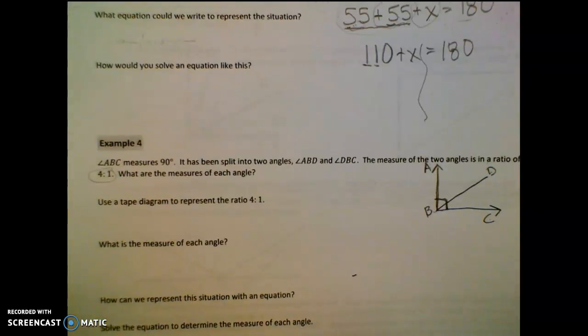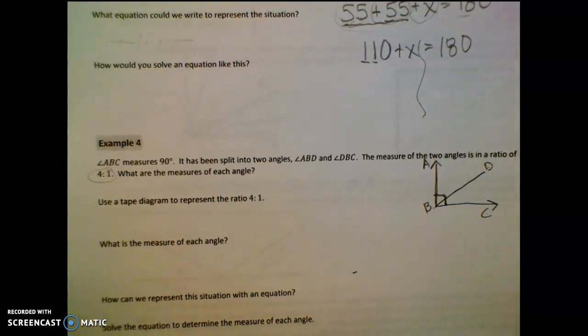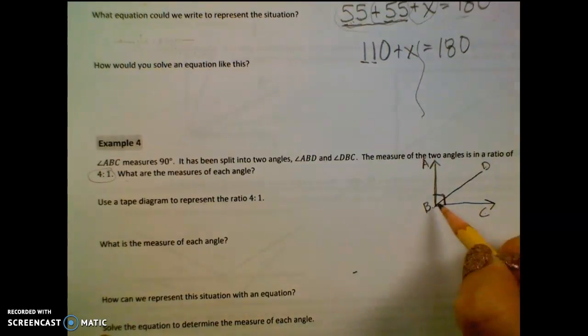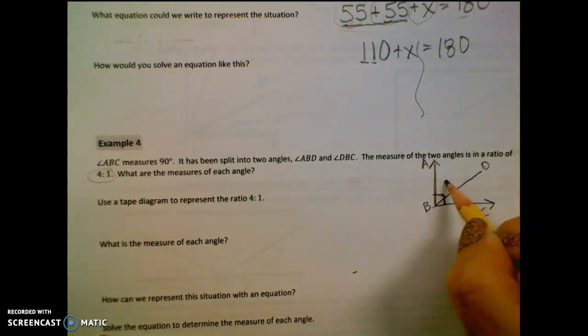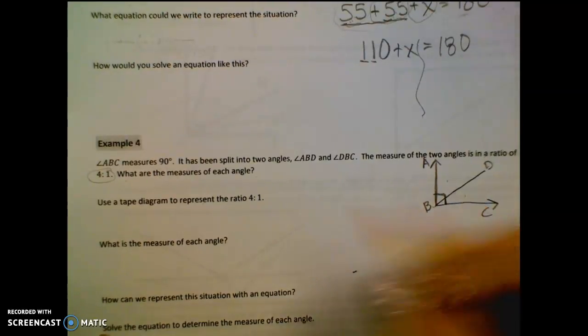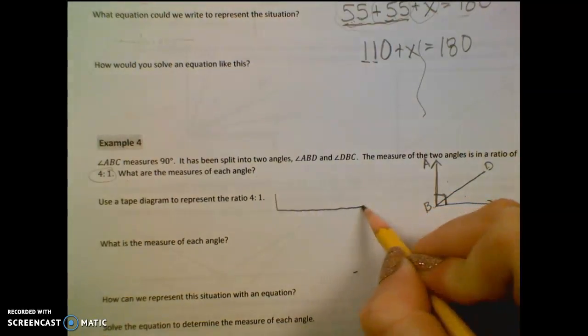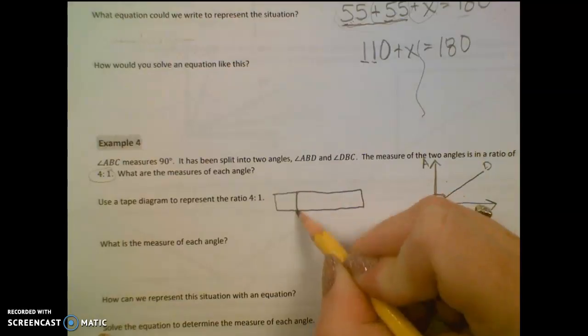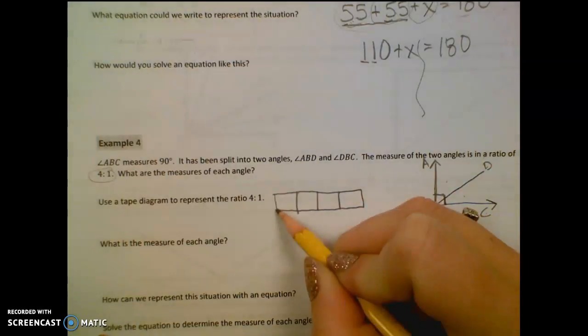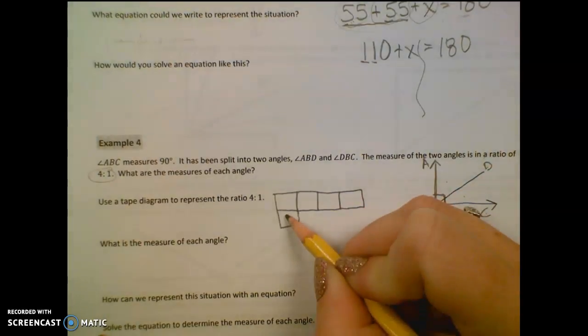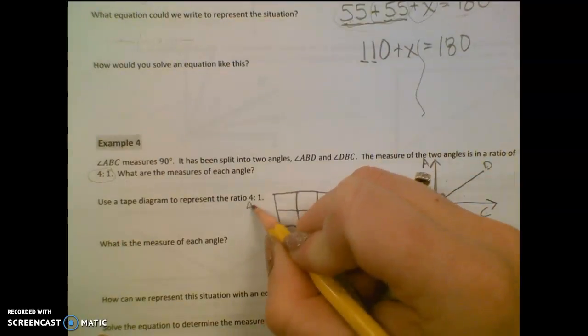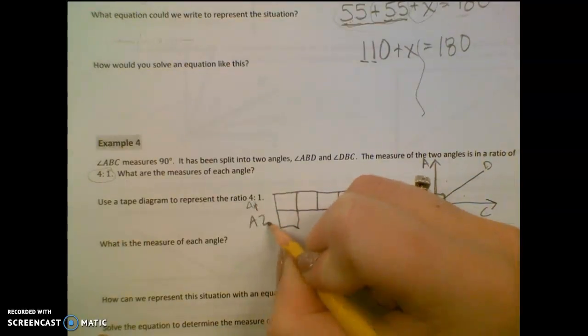So I love this because this is a review of our very first unit. So then, what are the measures of each angle? Use a tape diagram to represent the ratio 4 to 1. So again, making the connection to last night's homework, this means that it gets 4 parts and this only gets 1 part. So when I draw that tape diagram, here's 4 for one of the angles, here's 1 for the other angle. So here's like angle 1 and angle 2.